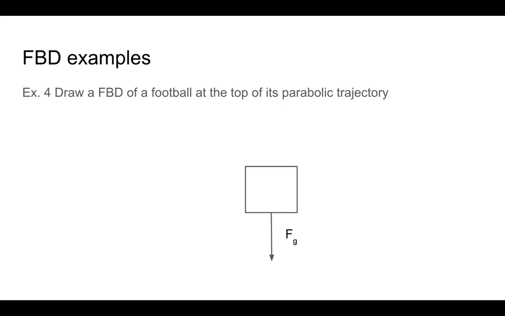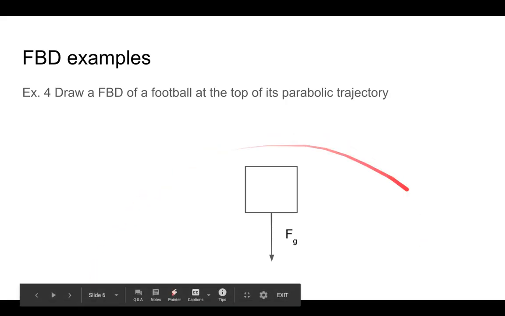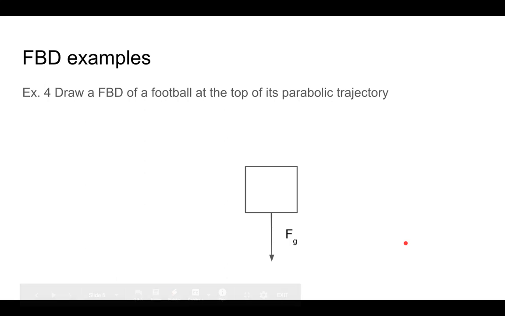So there's no other forces that are causing it to go forward when it's at the top of that parabolic trajectory. The only force acting on this football is the force of gravity pulling it down towards the ground, which is why it makes that parabola shape. Okay? Remember, in free body diagrams, we're drawing forces. We're not drawing the velocity vector here, okay? So we don't draw any arrow to the right, even though it's moving to the right.